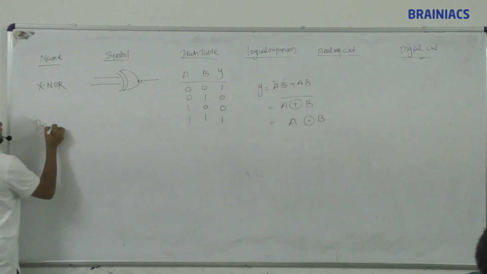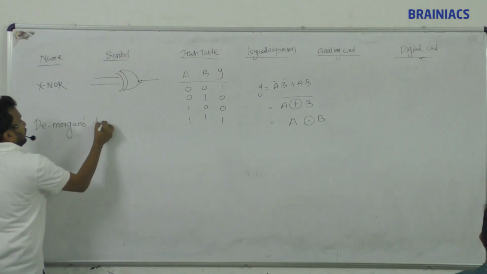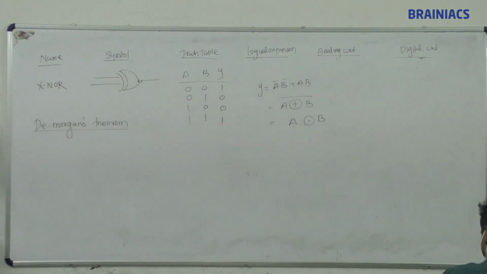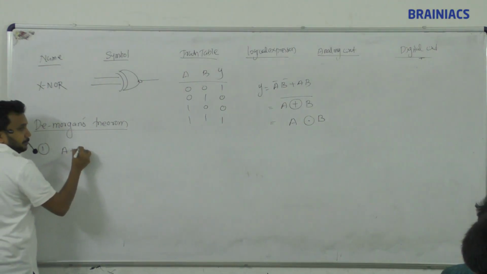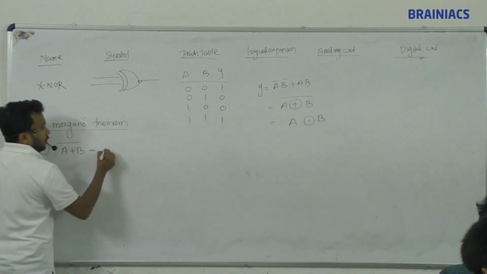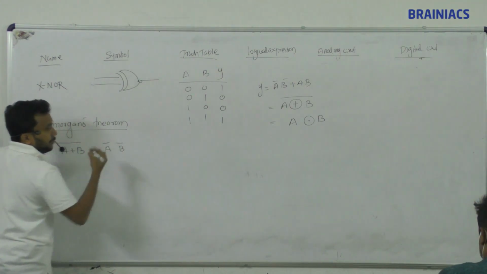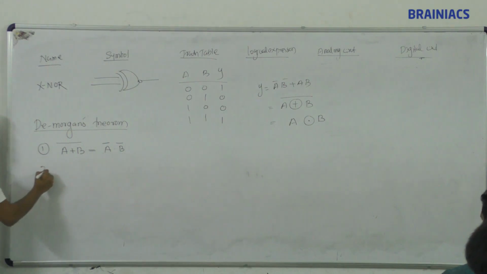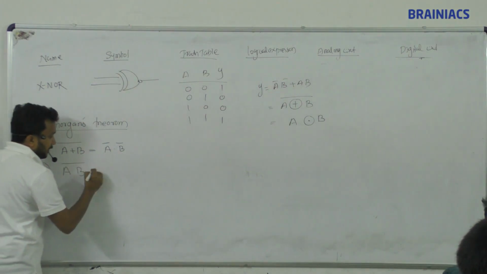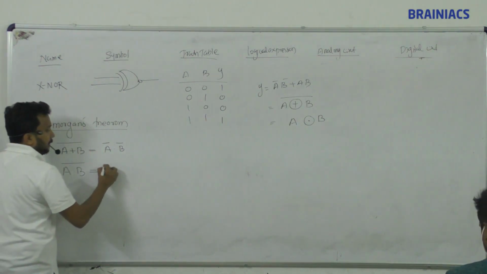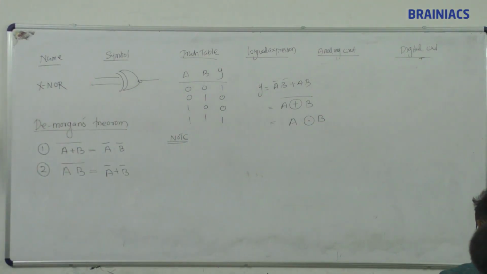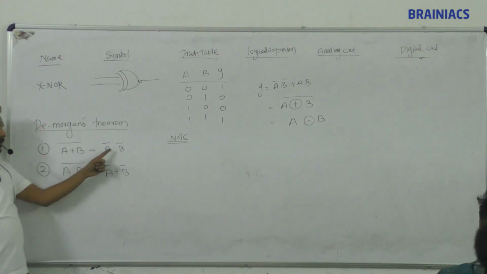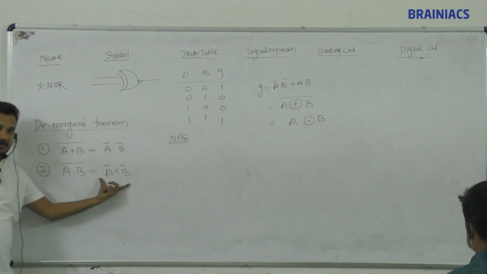Next, De Morgan's theorem. What is the statement of De Morgan's theorem? There are 2 statements. One: A plus B whole bar is equal to A bar dot B bar. Two: A dot B whole bar is equal to A bar plus B bar. These 2 rules are nothing else.